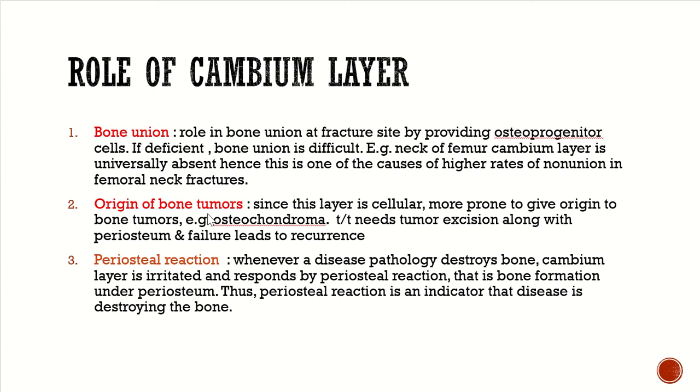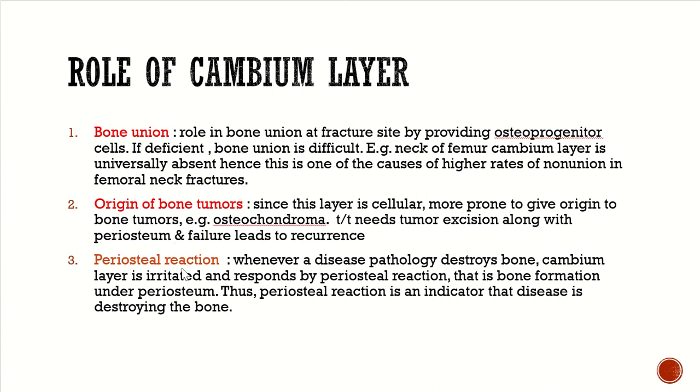Another one is origin of bone tumors. As the cambium layer is cellular, living and active, it is more prone to give origin to bone tumors. As it has cellular activity, it can give rise to bone tumor, for example osteochondroma. During treatment, tumor excision along with the periosteum has to be taken out surgically, and if it is not taken out, it leads to recurrence.